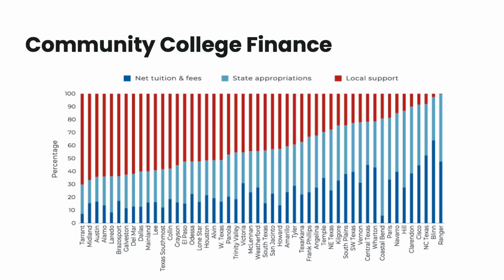No. So if we look at the bars, we've got the dark blue on the bottom is the net tuition and fees. Okay, so again, tuition and fees paid by our students. In the middle, that light blue is our state appropriations, and then red is local support. So you'll see every single community college on here has a completely different composition that makes up their overall revenue that comes into that institution.